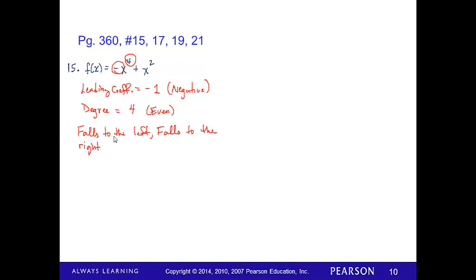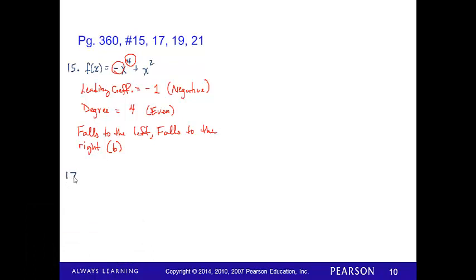Therefore, knowing this information, now let's look in our books at the graphs labeled A through D and determine which one falls to the left as well as falls to the right. And in that case, it would be B. Falls to the left and falls to the right.